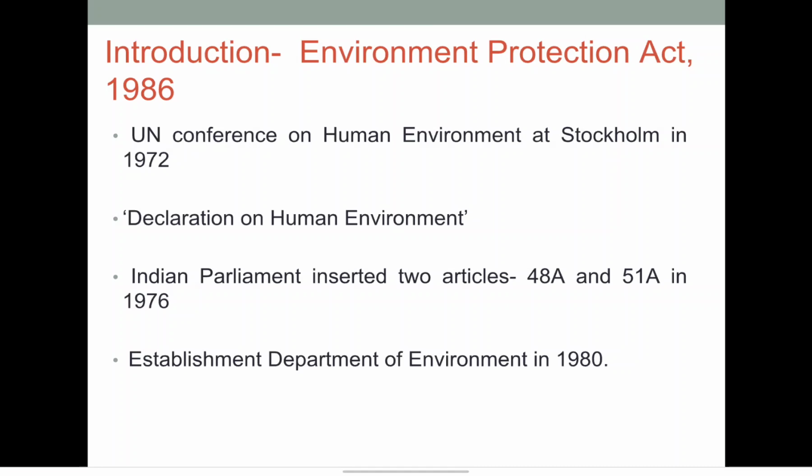Okay, Declaration on Human Environment is an international agreement signed by about 114 countries at that time in 1972, and around 26 principles are there in this declaration. Okay, now the Indian Environment Protection Act 1986 contains 26 sections and 4 chapters. So there are 26 sections in this act and 4 chapters.